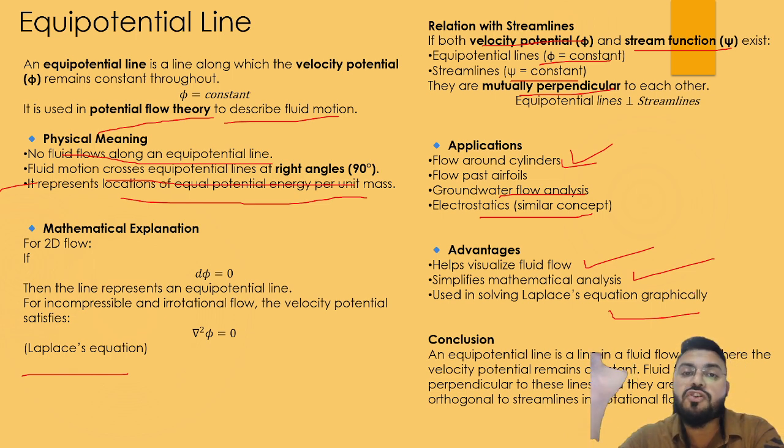So, an equipotential line is a line in the fluid flow field where velocity potential remains constant. Fluid flows perpendicular to these lines and they are always orthogonal to streamlines in irrotational flow.